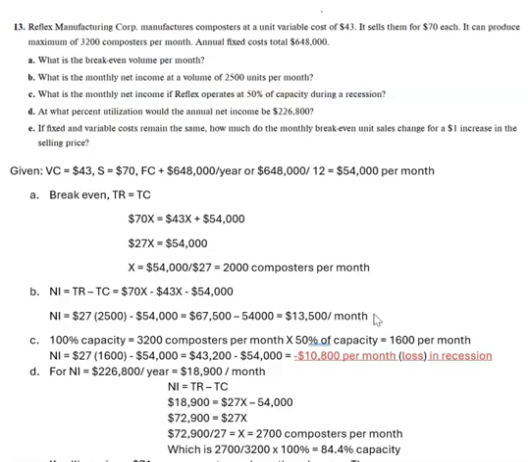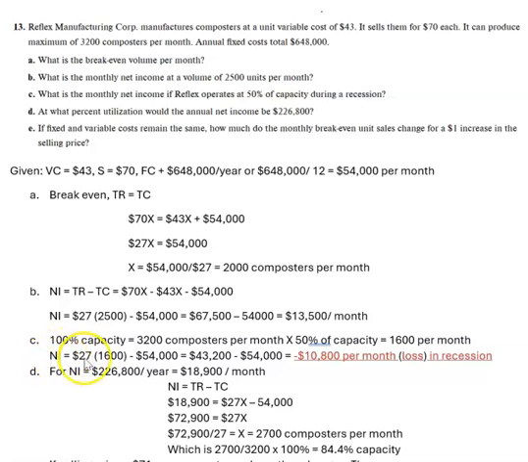C, what is the monthly net income for Reflex operations at 50% capacity during recession? Okay. We know that our 100% capacity, as it says up here, is 3,200 composters per month. So if we want 50% capacity, half of the 3,200 is 1,600 per month. So what is the monthly net income if they're operating at that 50% capacity?